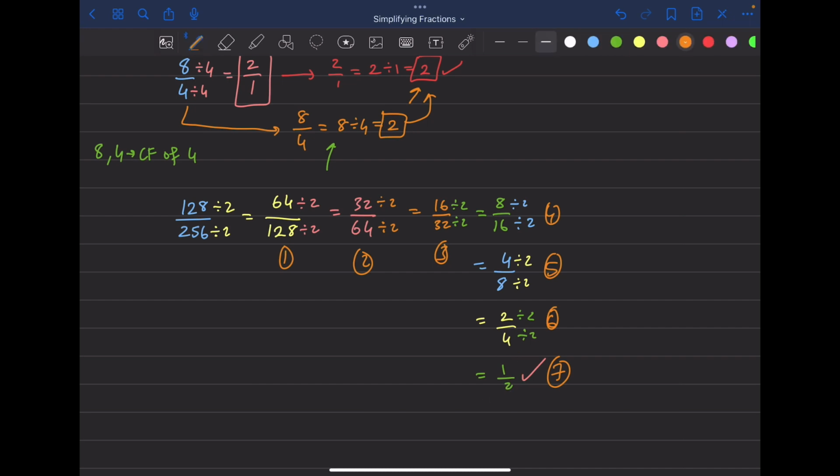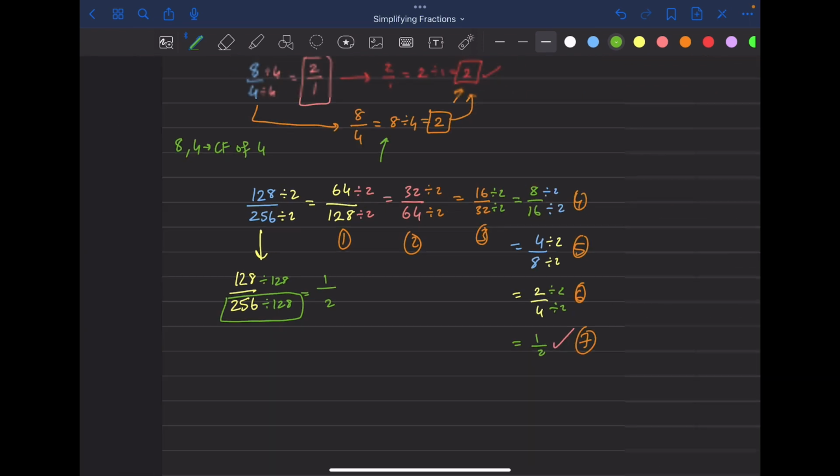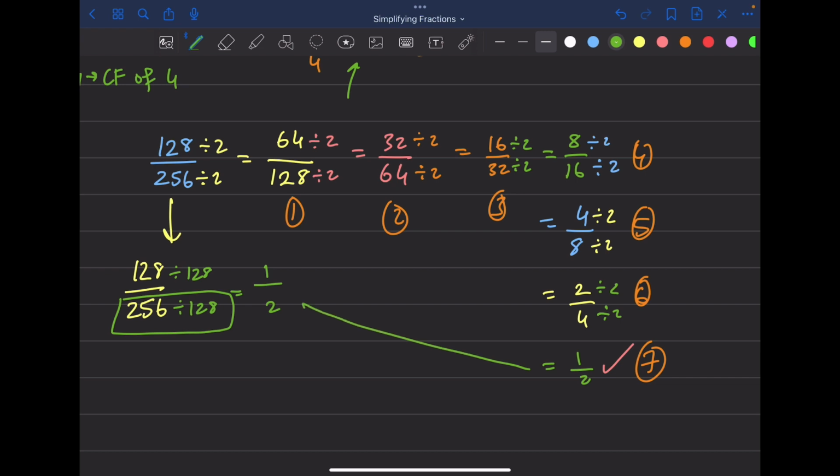That's fine, but you could have also noticed from the beginning that both of these numbers were divisible by 128. So 128 over 256, if you divide the top and bottom by 128 like this, so divided by 128 and divided by 128, we would have known that 128 divided by 128 is 1, and then 256 divided by 128 is 2. So we got the same answer in exactly one step.